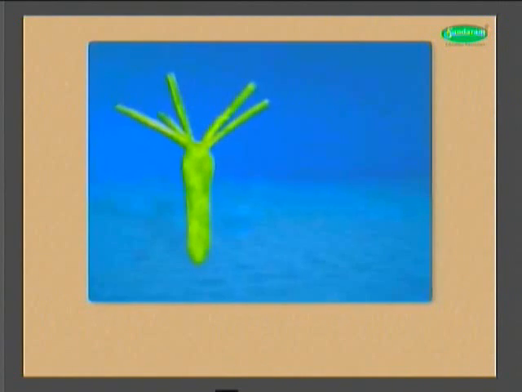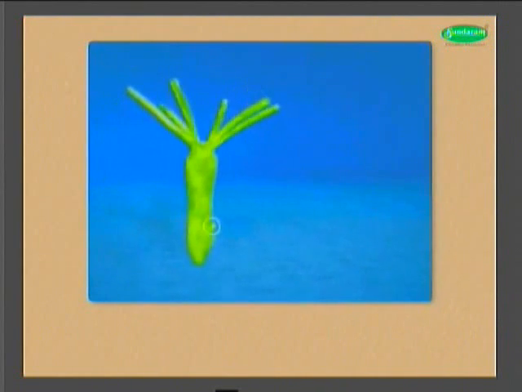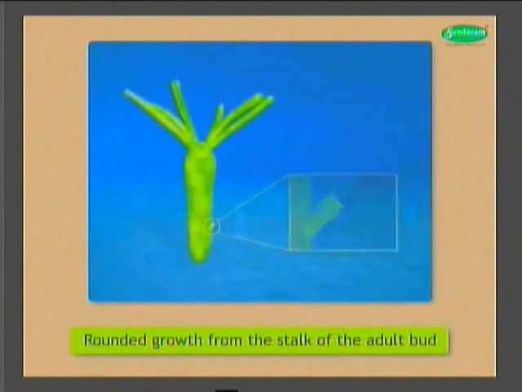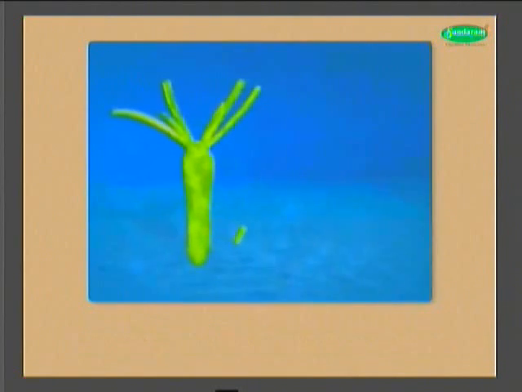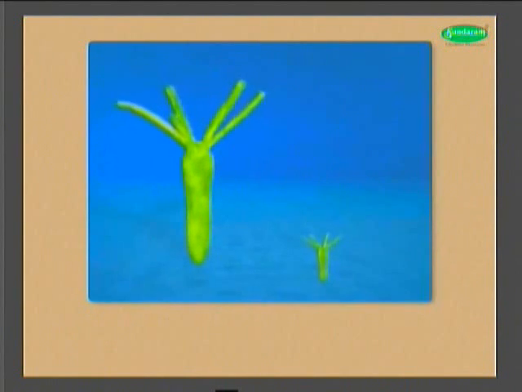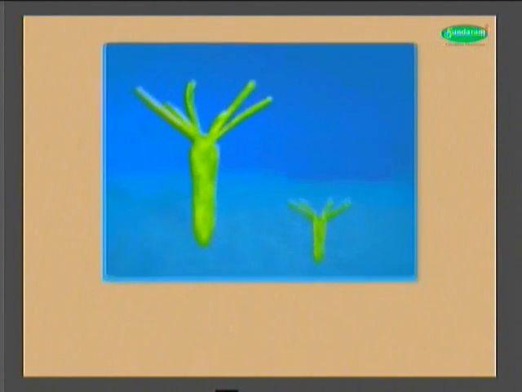Budding. Organisms such as hydra use regenerative cells for reproduction in the process of budding. When hydra reaches maturity and is well fed, its body wall begins to form a rounded growth from the stalk of the adult. This growth is called a bud, which develops in time into a miniature hydra.